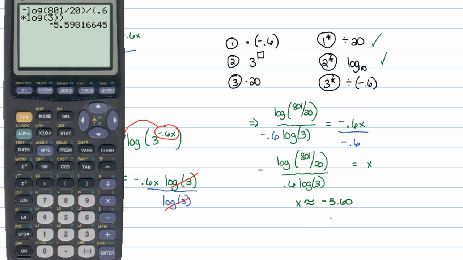So x is roughly equal to a negative 5.60. Little note on that rounding there. Notice that I wrote negative 5.60, rather than negative 5.6. I'm just telling the world that I have rounded it to the nearest hundredth by making sure I write in the 0. That way anybody that looks at this will say, oh, he rounded to the nearest hundredth there.